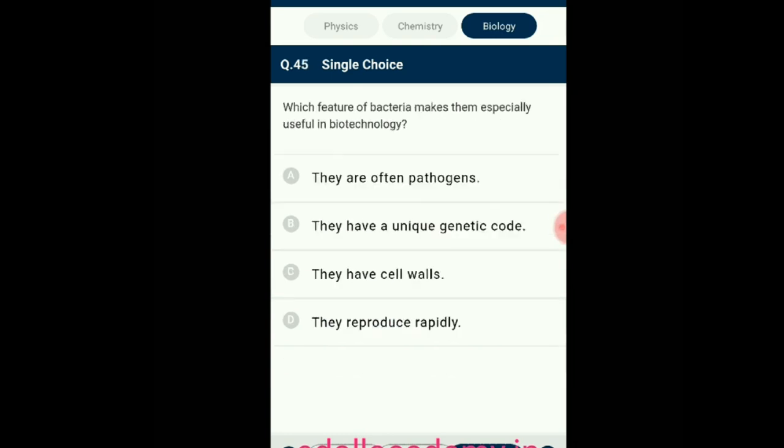Question number 45. Which feature of bacteria makes them especially useful in biotechnology?